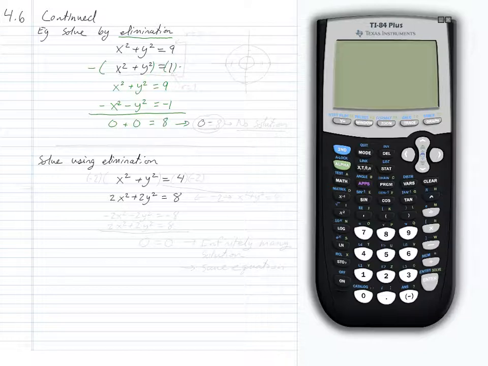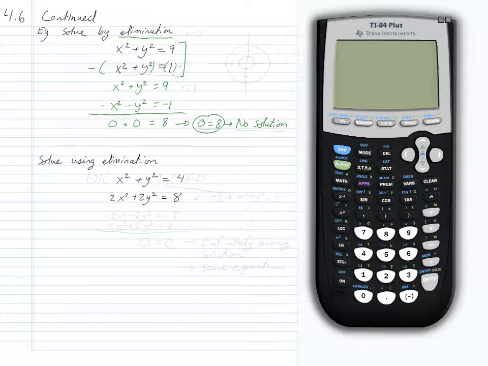So 0 equals 8, well, that's not true. So our initial assumption that these two equations could be satisfied by the same pair x and y is false. We would say there is no solution. So the contradiction that we encountered here implies that there is no solution to the system.